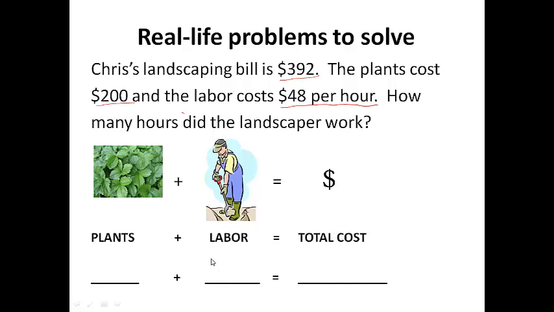So what do you think the plants cost? It tells you in the problem. Read the problem. Write your answer here. Oops, $200 for the plants, right up here. The plants cost $200. Okay, the labor is $48 per hour. So we're going to use the variable h for hour. And then the total cost, it tells you in the very beginning sentence, Chris's landscaping bill is $392. That's going to be the total cost.